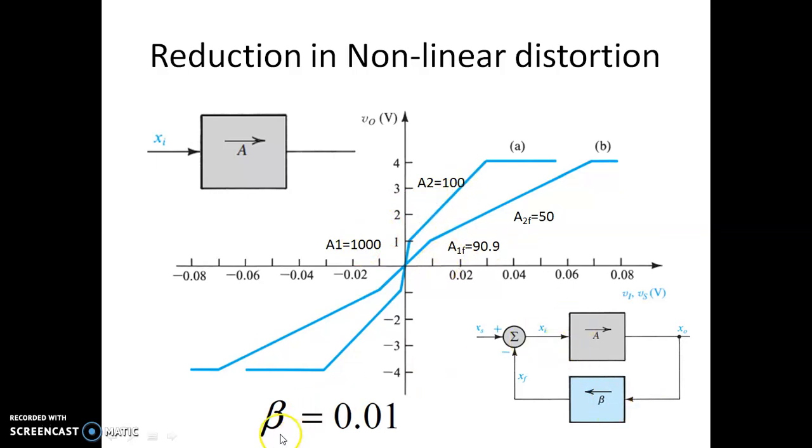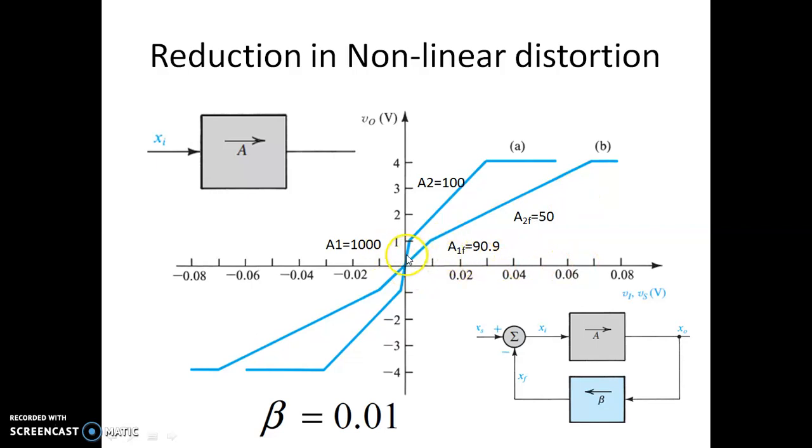Upon doing the feedback by substituting A as 1000 and beta as 0.01, when the open loop gain is 1000, the closed loop gain with the feedback is 90.9. When the open loop gain is 100 for this amplifier, its gain is 50. You can see this change from 90 to 50 is less than 2 times, whereas without feedback there was a reduction of almost 10 times. So if you look at the below line, it almost looks like a straight line, meaning there is not much non-linearity over the range of input voltage.